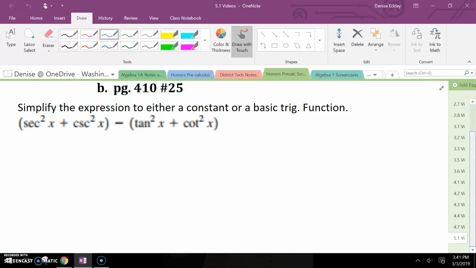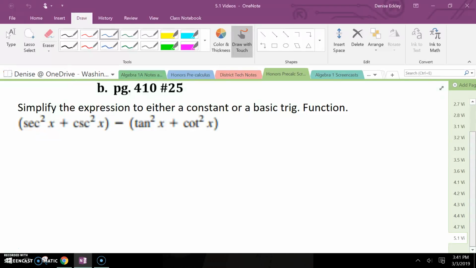What I notice when I look at this is we have separated into two different groups, two different Pythagorean identities, which I always think of when I see my trig function squared. And so I know secant and tangent go together in a Pythagorean identity, and cosecant and cotangent go together in a Pythagorean identity. So what I want to do is rearrange the terms to see if that helps me set up the Pythagorean identities to simplify.